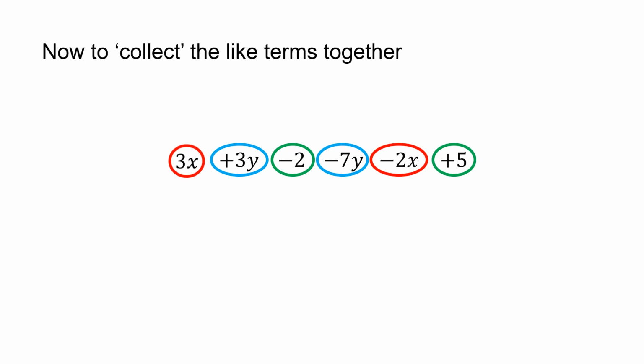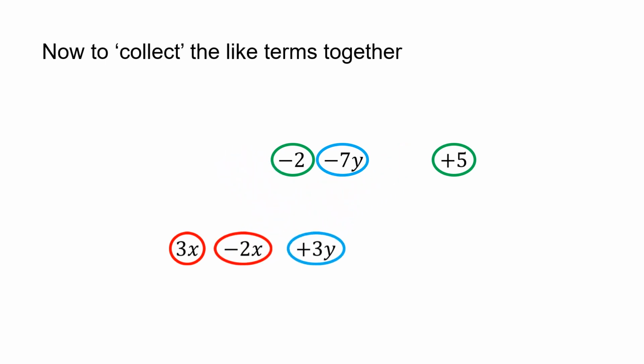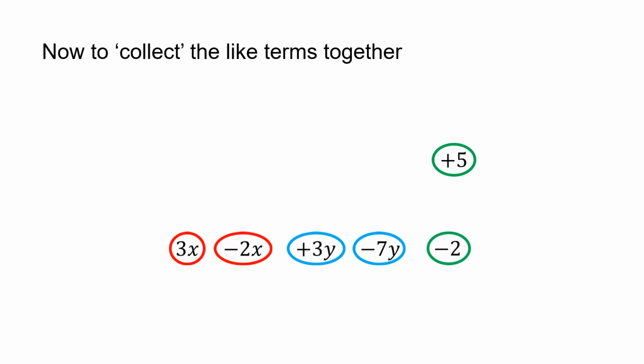And as before, we separate our different terms into different piles. So we have our x terms. This is our 3x and our minus 2x. Then we have our y terms. This is our 3y and our minus 7y. And then we have our number terms. This is our minus 2 and our plus 5.